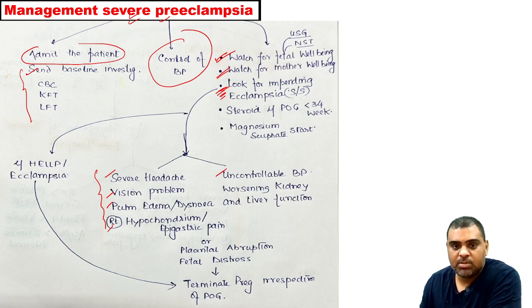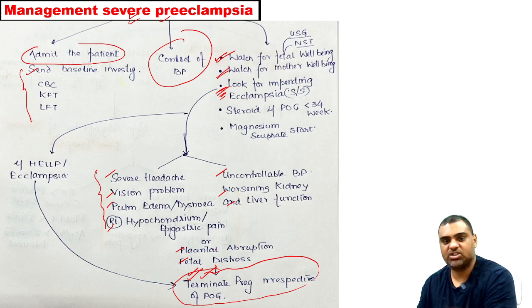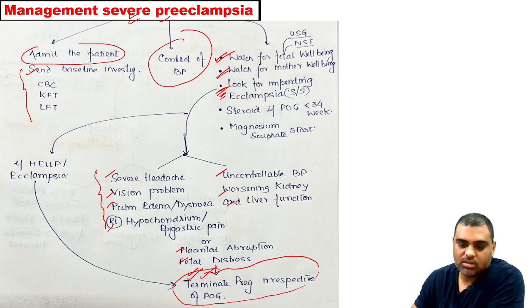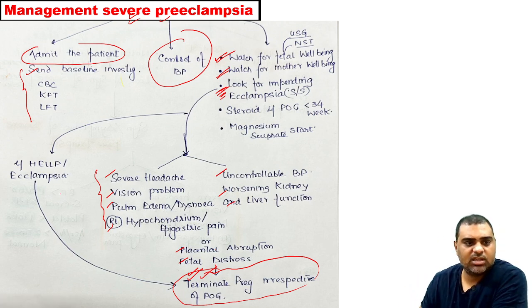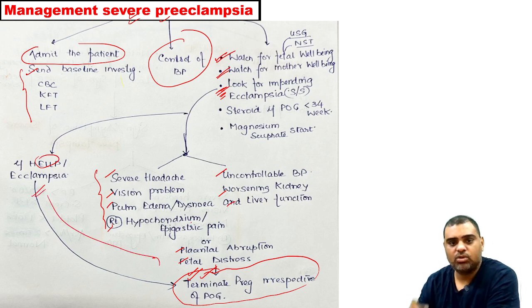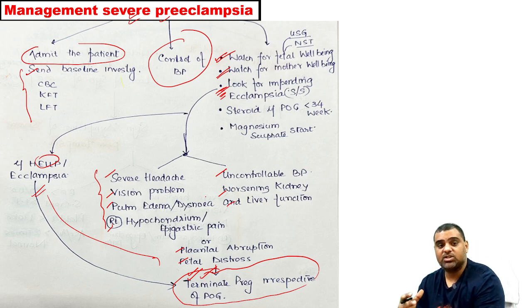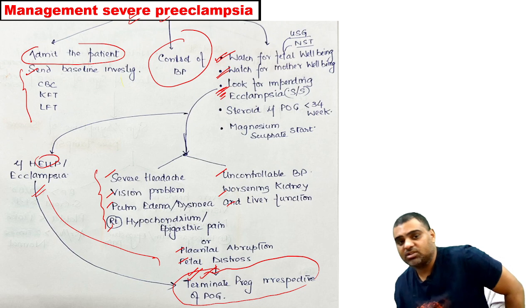Now, if there is uncontrollable BP, worsening kidney and liver function, or placental abruption or fetal distress, terminate the pregnancy irrespective of period of gestation. Okay. And I've told you, if there is HELLP syndrome or eclampsia, terminate the pregnancy. So if a lady of severe preeclampsia, even after management, is having severe headache, and you are not able to manage it and it's going on, then you have to terminate the pregnancy because she may develop cerebral hemorrhage. Okay, this is the difference.